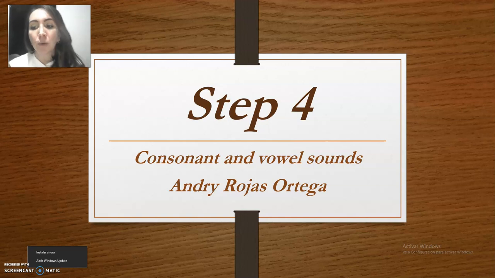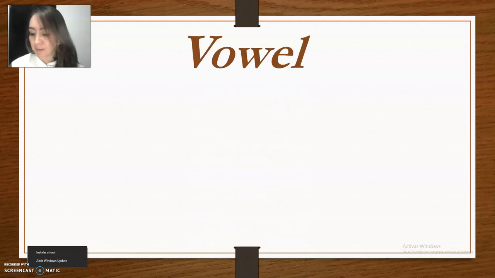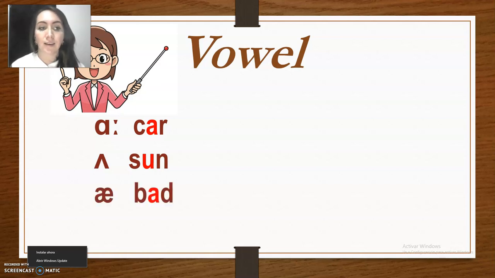Next, I will make the sound of the vowels and consonants. Okay, I start. The first vowel is... For example, car. Next is... For example, sun. Next is... For example, but.